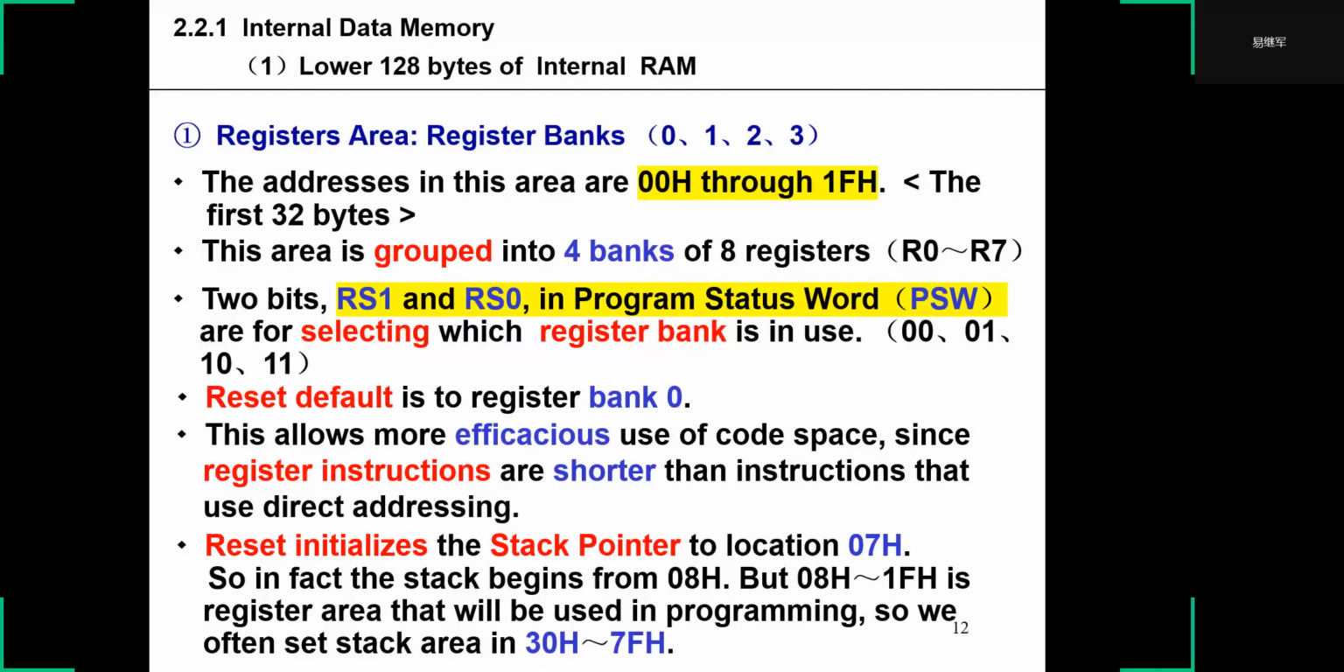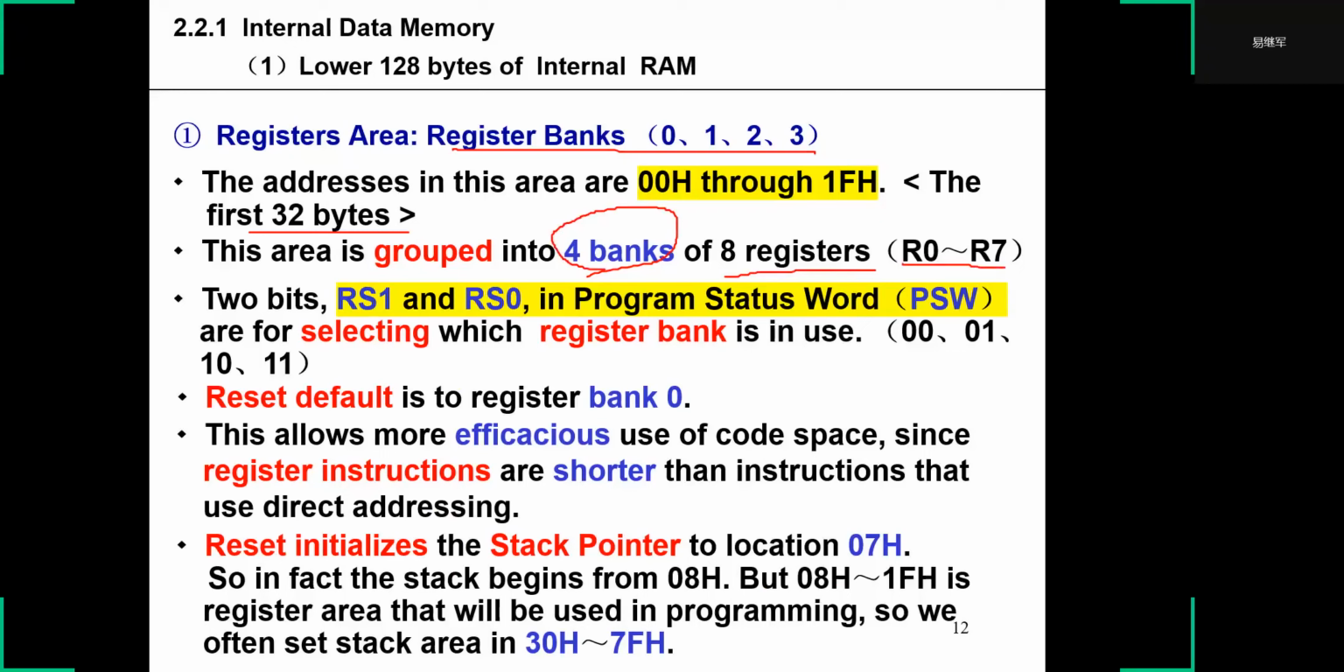Register area, register bank 0, 1, 2, 3. The addresses in this area are 0H through 1FH, the first 32 bytes. This area is grouped into 4 banks of 8 registers, R0 to R7.